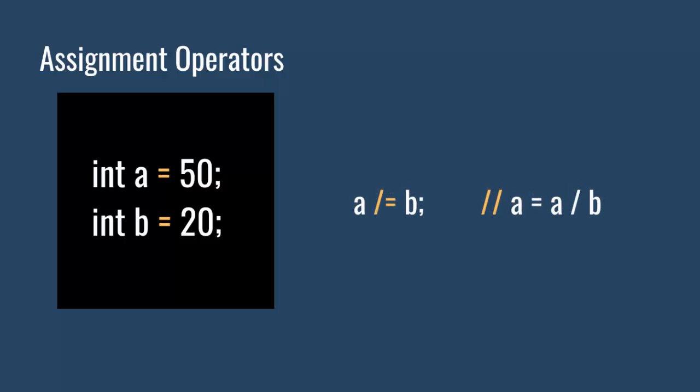The meaning of a slash equal b is to assign variable a divided by variable b to the variable a. The value of the variable a equals 50 divided by 20. The meaning of a % equal b is to assign the division remainder, that is variable a divided by variable b, to the variable a. The value of the variable a equals the remainder, that is 50 divided by 20.